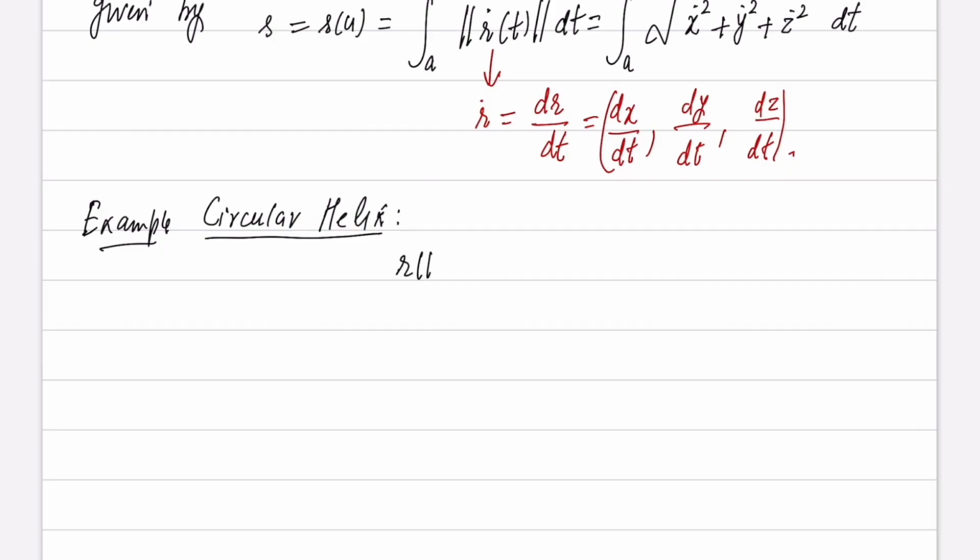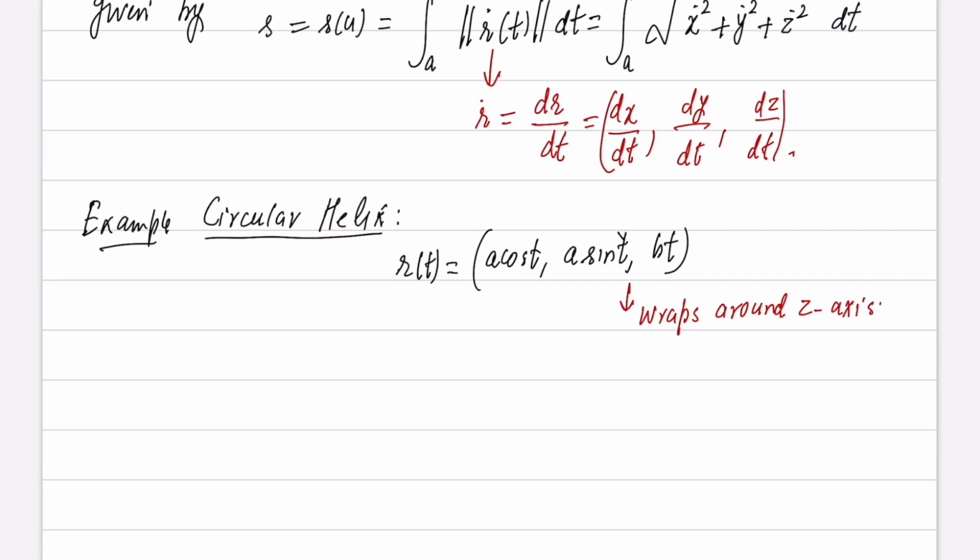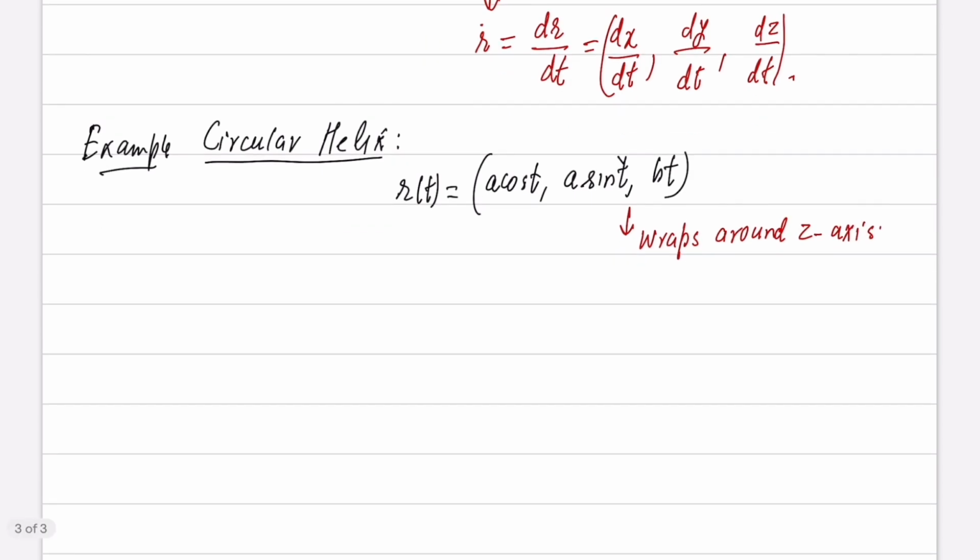A circular helix is represented by r of t with coordinates a cos t, a sin t, bt. And this will be the circular helix which wraps around the z-axis. So this wraps around the z-axis, or we can say the z-axis is the axis of this circular helix. Similarly, the circular helix which wraps around the x-axis, we have to write like this: bt, then a cos t, a sin t. Then this will have its axis as the x-axis.